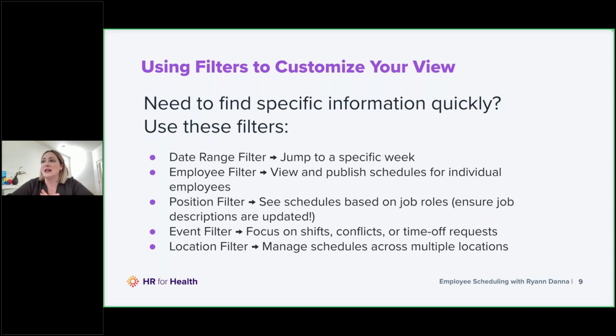We have our filtering options. So your date range filter, if you want to jump to a specific week, your employee filter, where you can view and publish schedules for individual employees, your position filter, which will allow you to see schedules based on job roles to ensure that the descriptions are updated, but it also ensures that you're looking at the specific people who are assigned to those job descriptions in case you need to reassign a shift to them. You have the event filter, so in case you want to focus just on shifts, just on conflicts, or time off requests, you can go ahead and filter those out, reduce that noise. And then you have your location filter, which will help you manage schedules across multiple locations.